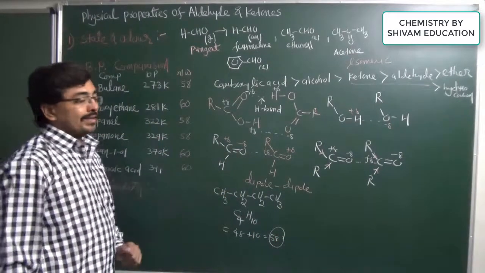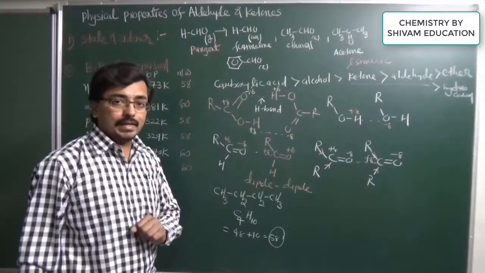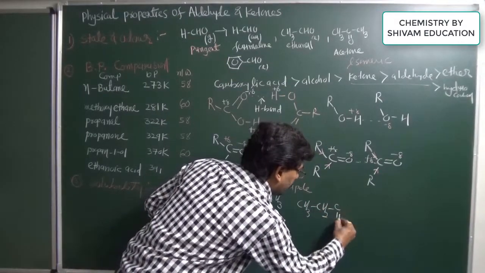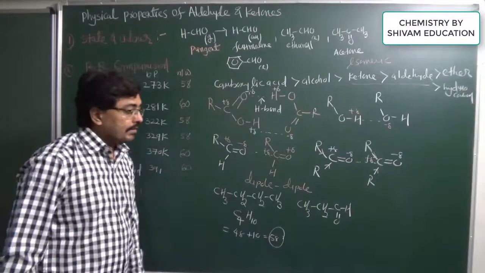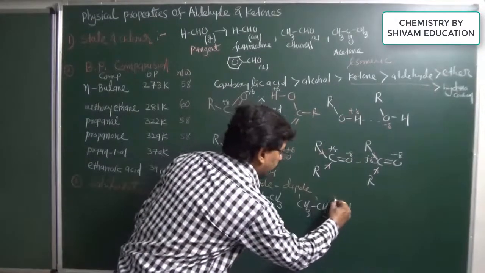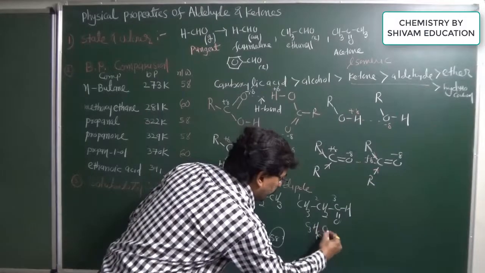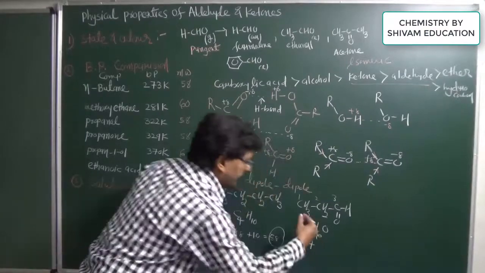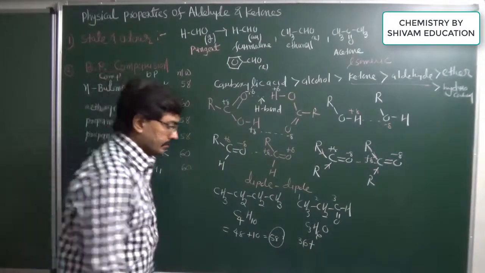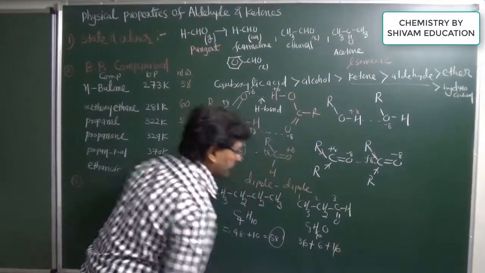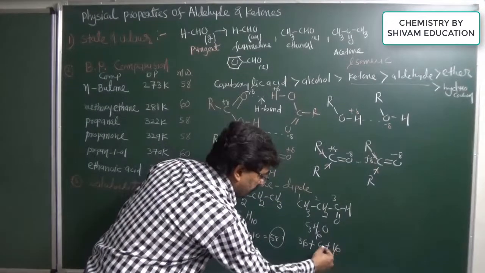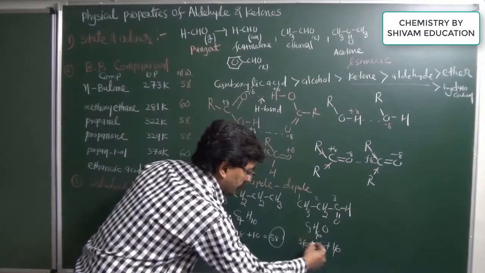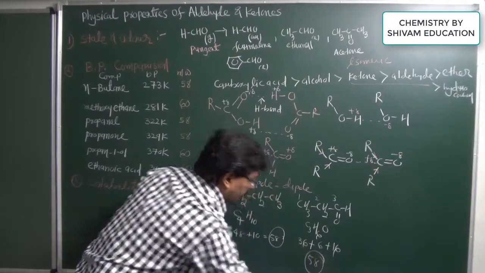Now this 58 we compare with the aldehyde. Suppose I have taken this aldehyde CH3, CH2, CHO. This is nothing but propanal. When we take this propanal, it has number of carbon atoms 3, hydrogen atoms 6 and oxygen 1. Now the molecular mass: 1 carbon 12, so 3 carbon 36, plus 6, plus oxygen 16. So the sum is 36 plus 6 plus 16, which gives 58.